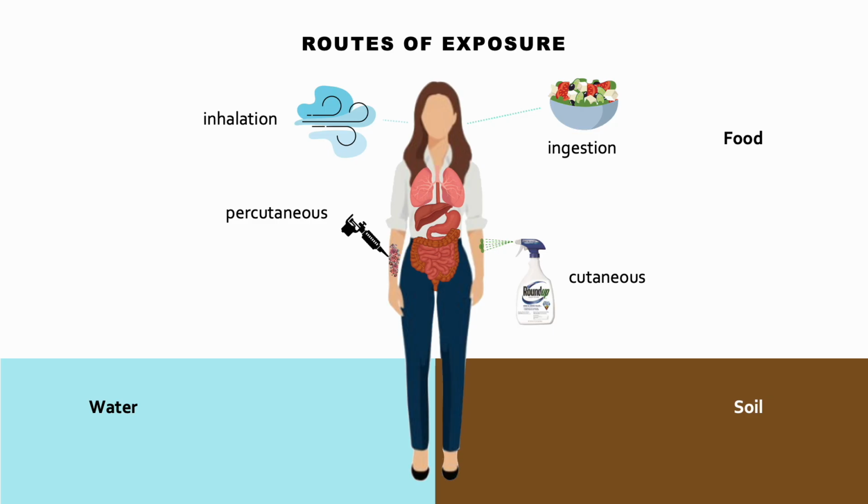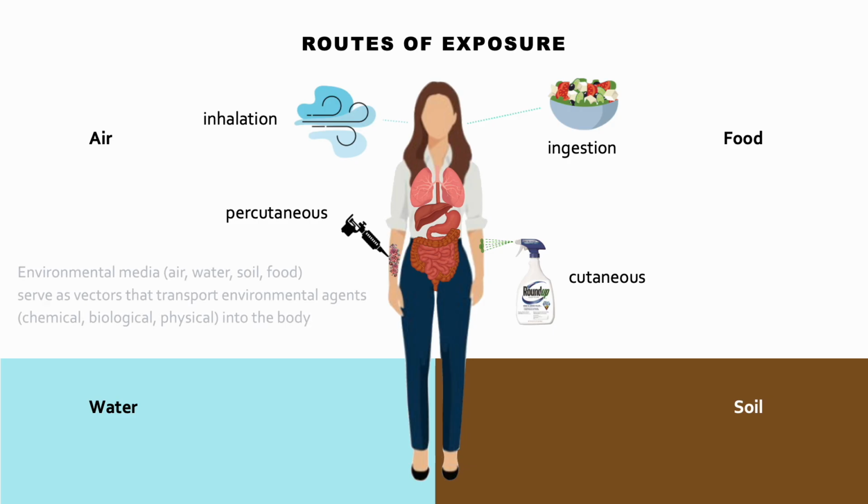Identifying the primary route of exposure helps determine both the health risks and the most effective intervention. For example, improving ventilation reduces inhalation exposures, whereas water treatment reduces ingestion exposures. A single agent may have multiple exposure pathways.